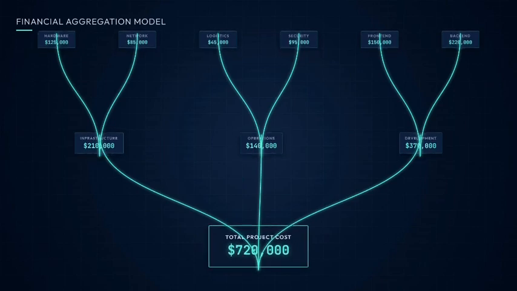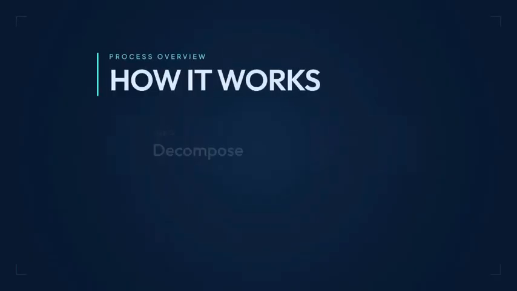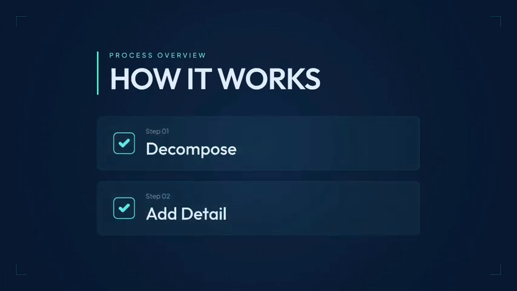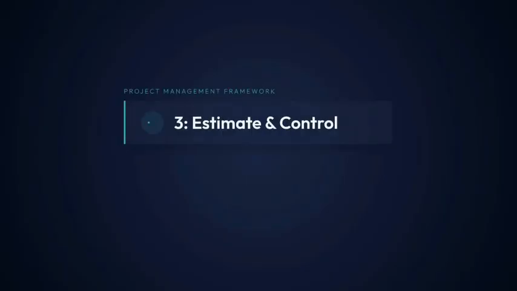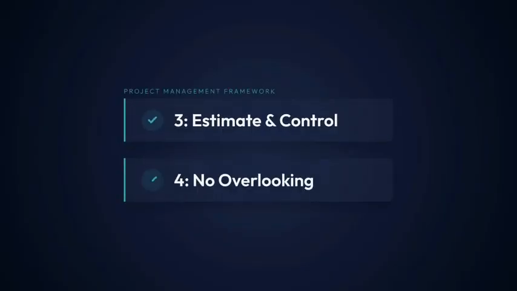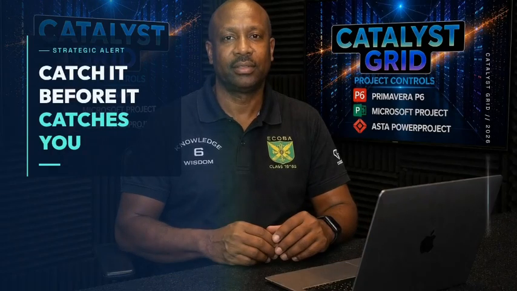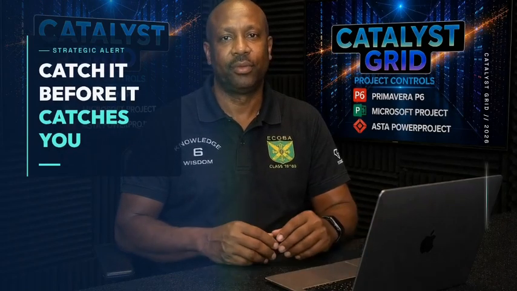So, how does it actually work? 4 moves. 1. Decompose the total cost from the top level down. 2. Each level adds more detail and clarity. 3. Use that structure to estimate, budget, monitor, and control. And 4. The big one. It makes sure no cost element gets overlooked. That forgotten cost that sinks projects? The CBS is how you catch it before it catches you.